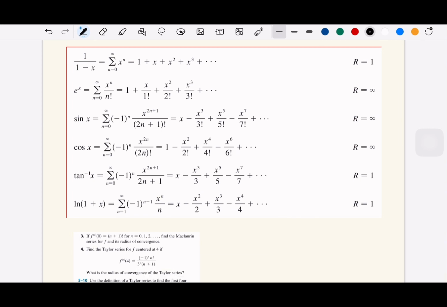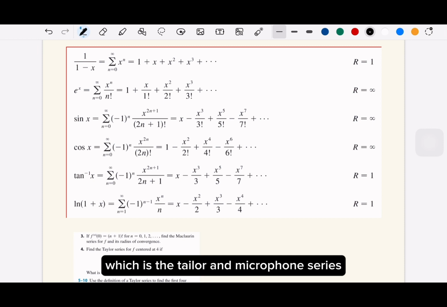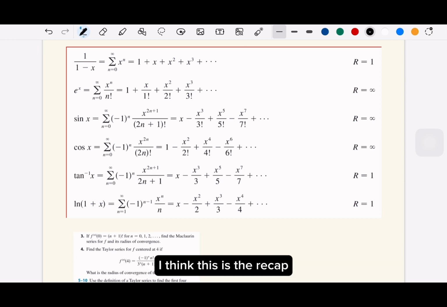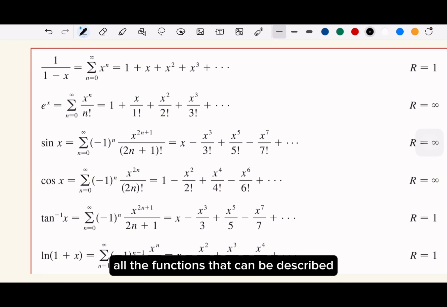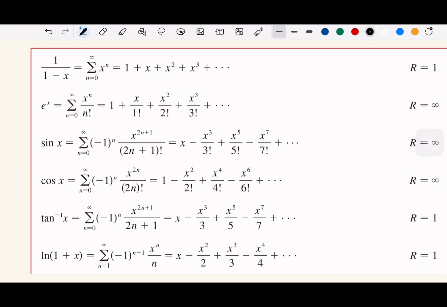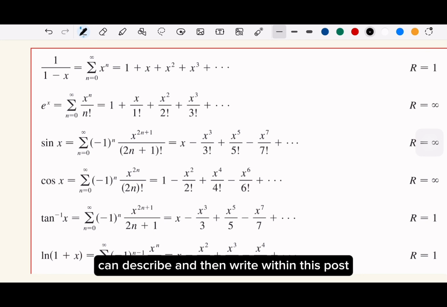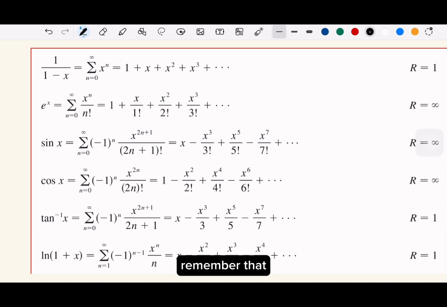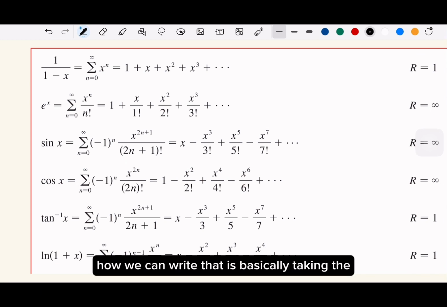But for my class, I think I can review a little bit the last discussion, which is the Taylor and Maclaurin series. This is the recap. All the functions that can be described into a power series using the Maclaurin series. So by Maclaurin series, we can describe all these atypical functions. We can describe and then write within this power series. Remember how we can write that.